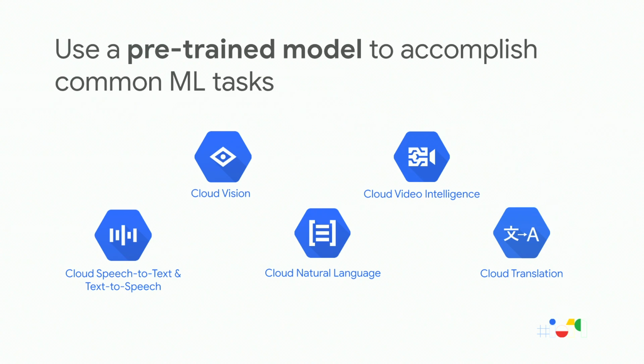So there's Cloud speech to text, which is converting speech audio into text, and there's text to speech, which does the inverse, converting text to audio. And then there's also Cloud translation, which basically exposes Google Translate as an API.